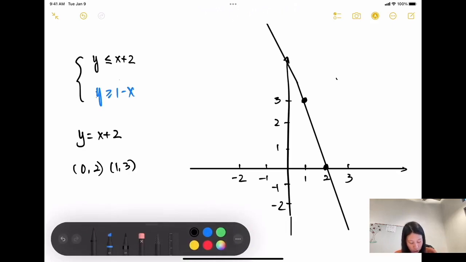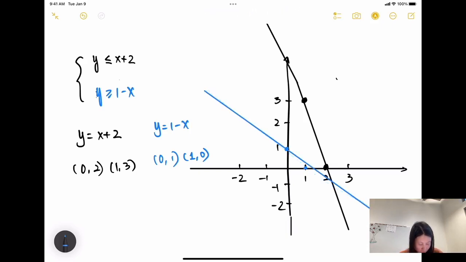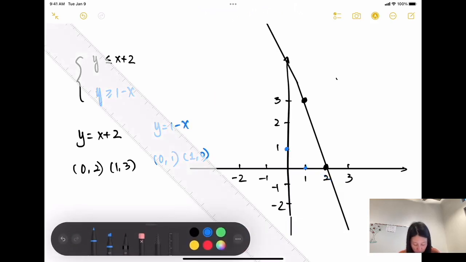For the second line, I'm going to use a blue pen. So I have y equals 1 minus x, right? And then pick 2 points. I have 0 and 1. And another one, let's pick x equals 1, y equals 0. So I have 0, 1, and here. Let me use a ruler to help me.